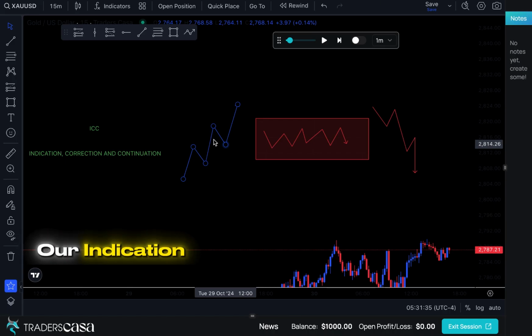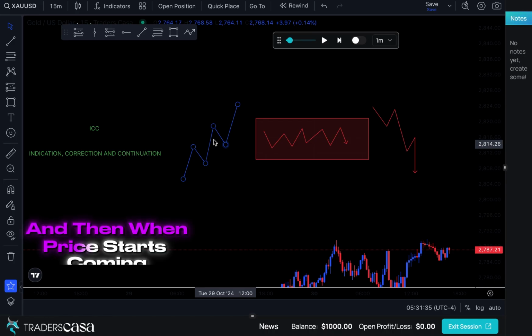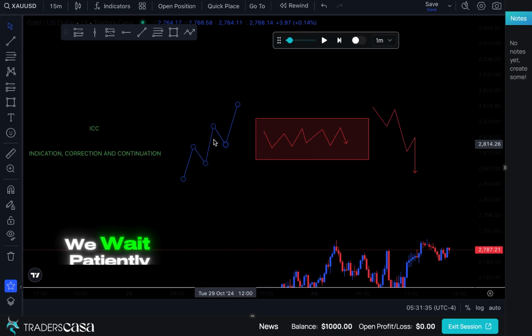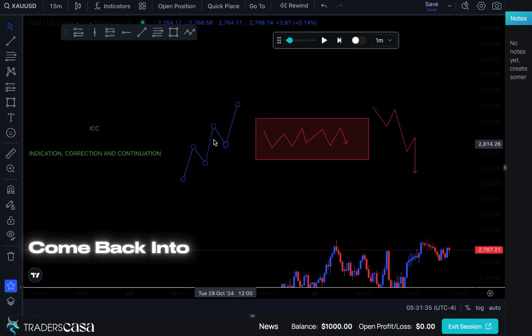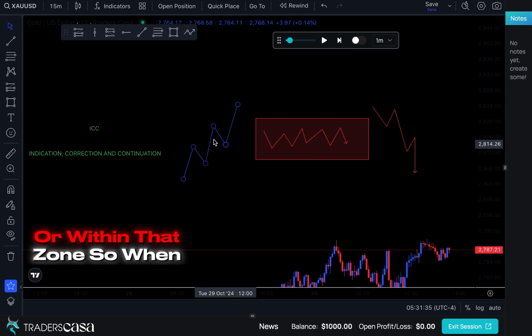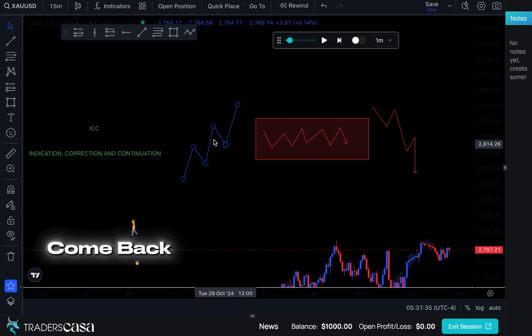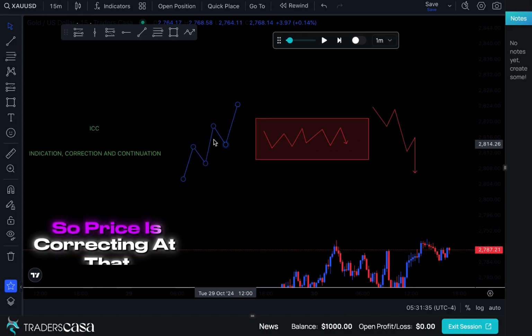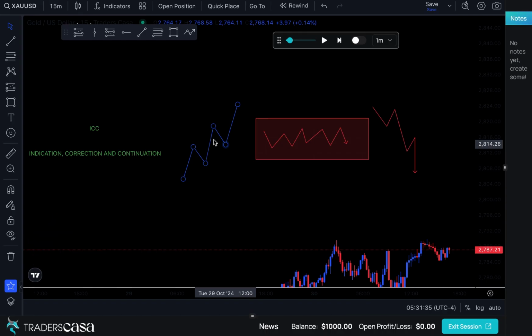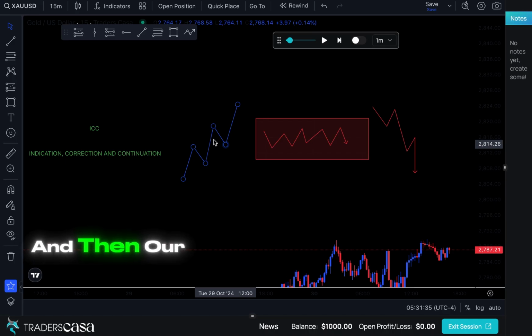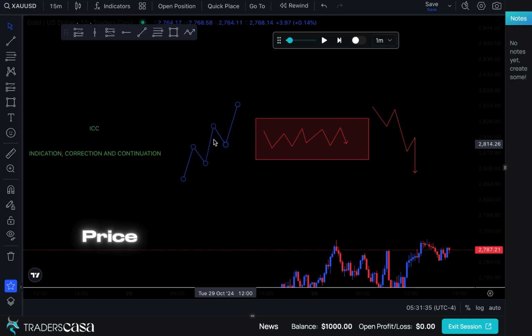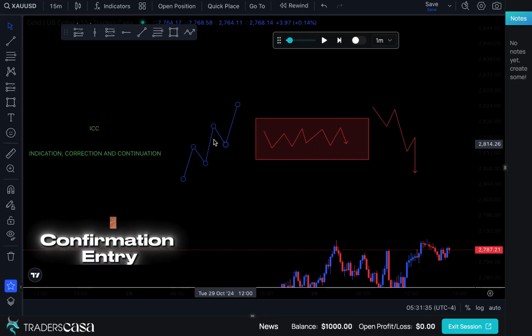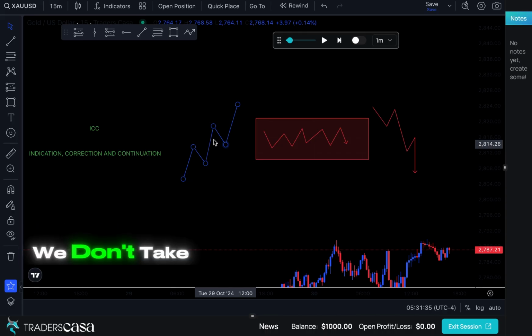This is our indication. And then when price starts coming back, we don't trade, we wait patiently for price to come back into that zone or within that zone. When price comes back into that zone, it is called our correction. So price is correcting at that moment. And then our continuation is whenever price starts coming back up. This is like a confirmation entry. When price is inside the zone, we don't take any trade.